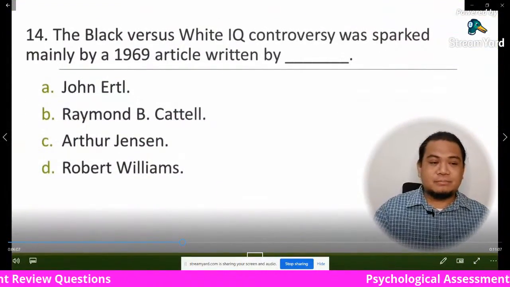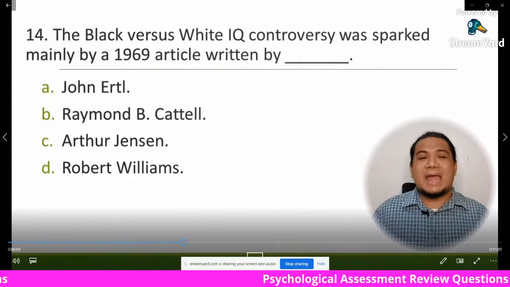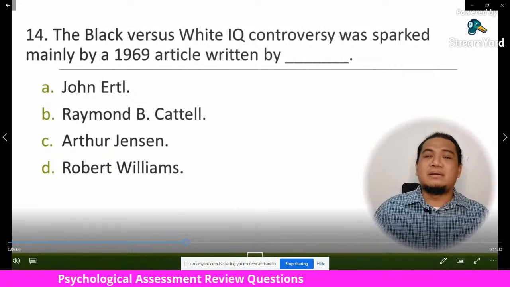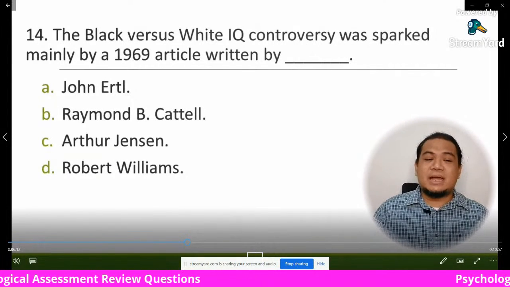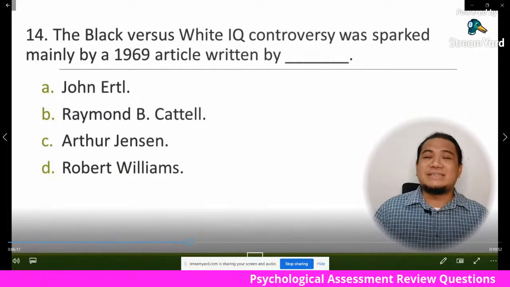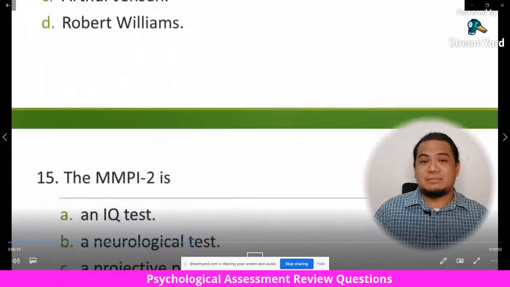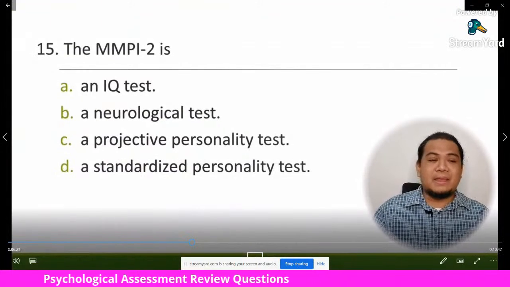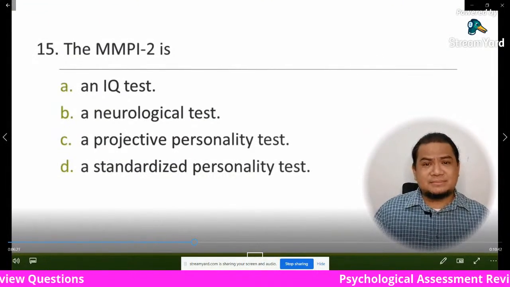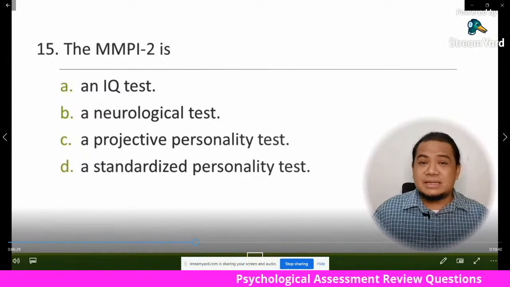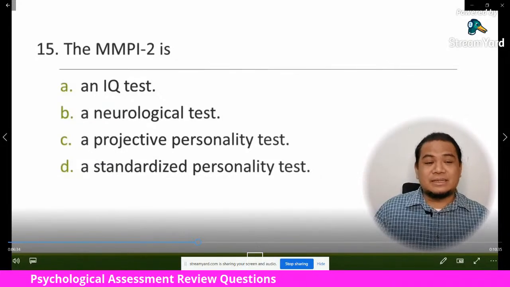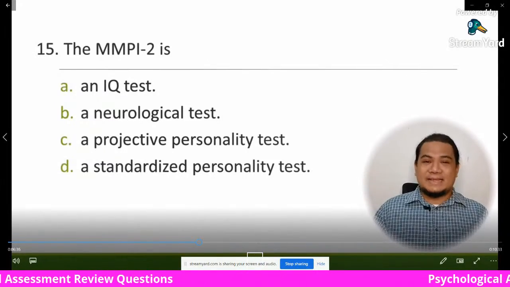Number 14, the black versus white IQ controversy was sparked mainly by the 1969 article written by: A. John Earl, B. Raymond Cattell, C. Arthur Jensen, or D. Robert Williams. Number 15, the MMPI-2 is: A. an IQ test, B. a neurological test, C. a projective personality test, or D. a standardized test.